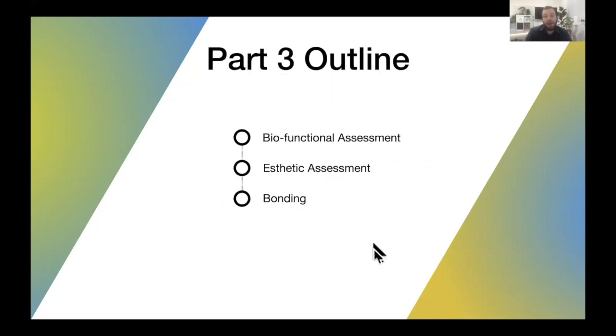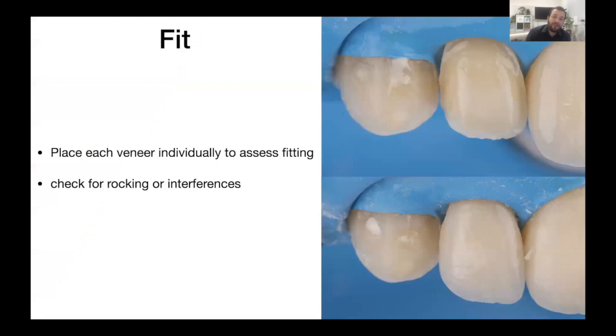So the outline today will focus on 3 main topics, which is assessing the veneers from a biofunctional standpoint, how to make sure that your veneers will be accepted by the gingiva and the periodontal and the patient in general. The second part, we will be assessing the aesthetics. How do you judge a good veneer or a bad veneer or a bad smile, aesthetic wise. And the last part, we will talk about bonding. So let's talk about the first part.